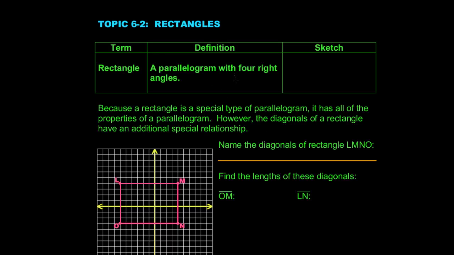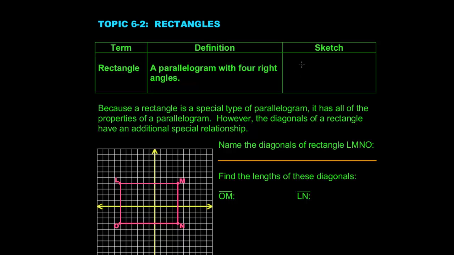Alright, so let's go ahead and continue on with our first page of notes. We have the term rectangle. The definition is a parallelogram. Remember everything from our previous lesson that we learned about our parallelograms? They will come into play with a rectangle. But the difference is a rectangle is a parallelogram with 4 right angles.